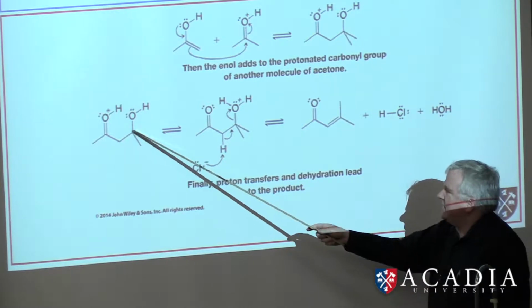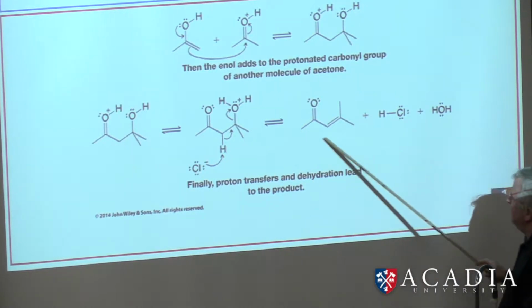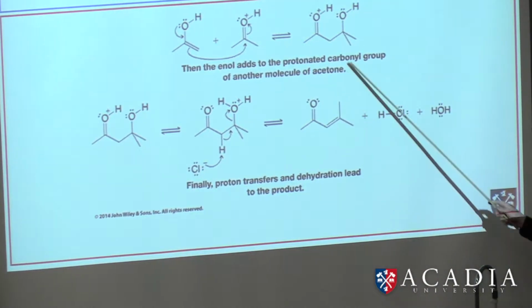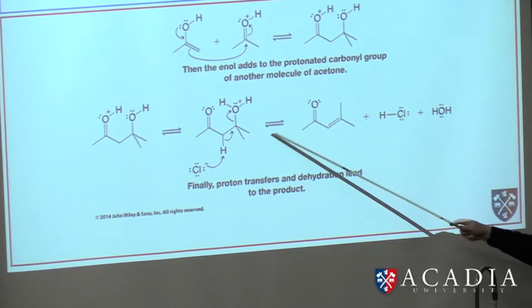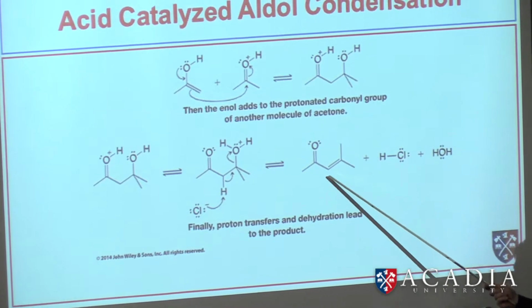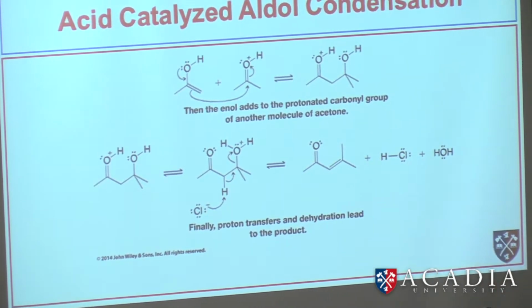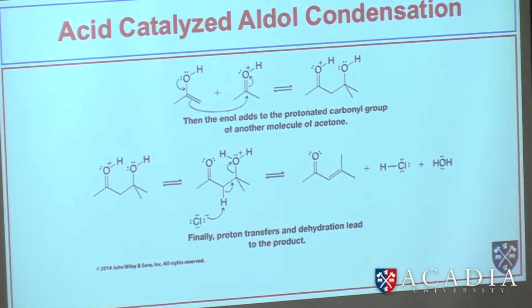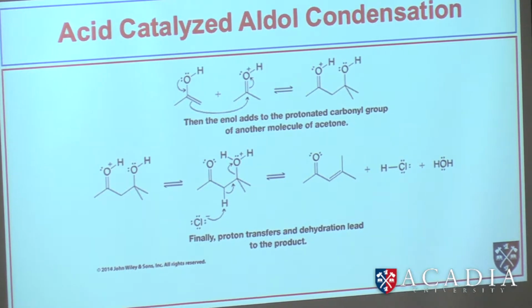And then finally, this thing just deprotonates, and we end up with our condensation product. Under acid catalyzed conditions, it goes mostly to the condensation product, our alpha beta unsaturated compound, in this case an enone.